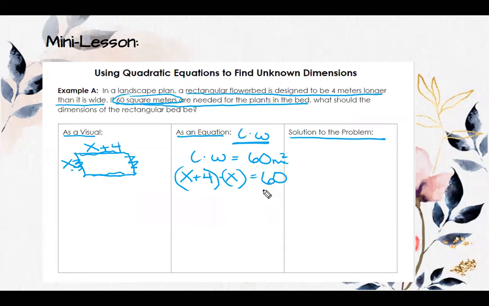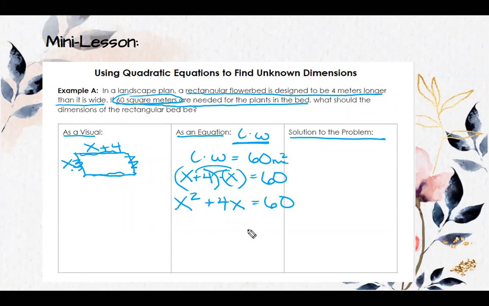Yeah. Do we know how to multiply these together? If you multiply X times X, what do you get? X squared. If you multiply 4 times X, you get 4X. And then equals 60.